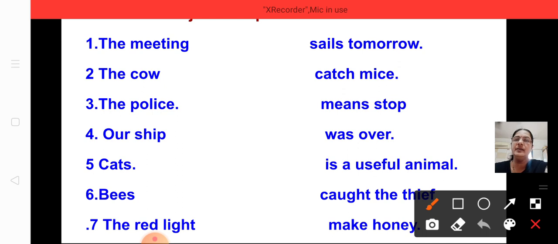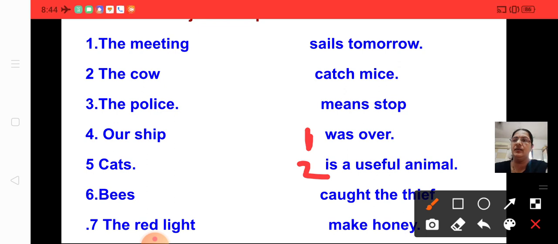The meeting. Shall I do it? Yes. All of you would have understood and known the answer. Yes. This is the first one. "The meeting was over." "The meeting" is the subject. "Was over" is the predicate. "The cow": will it come "sales tomorrow"? "Catch mice," "means stop," "is a useful animal," "caught the thief," "make honey." So the cow is a useful animal.